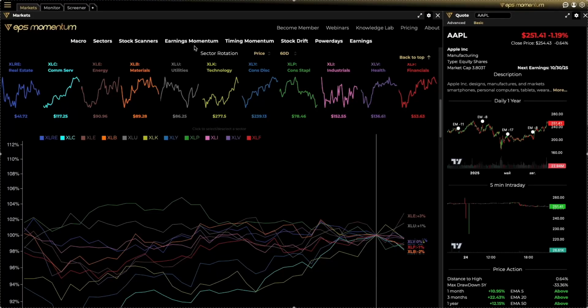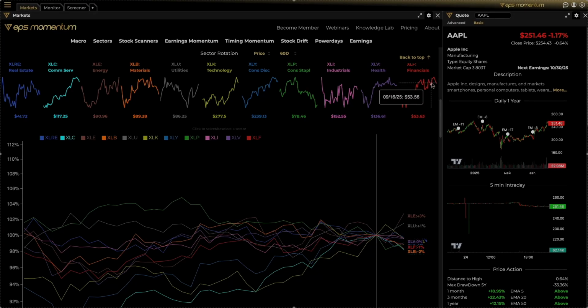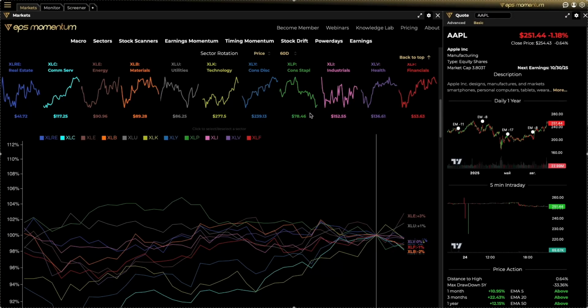Today we'll focus on sector rotation and how to monitor it in real time. Here you can see the performance of the 11 main sectors. For example, technology is trading around $279 and consumer discretionary near $239, both showing strength. Meanwhile, utilities at $85, financials at $53, and consumer staples at $78 are lagging behind.